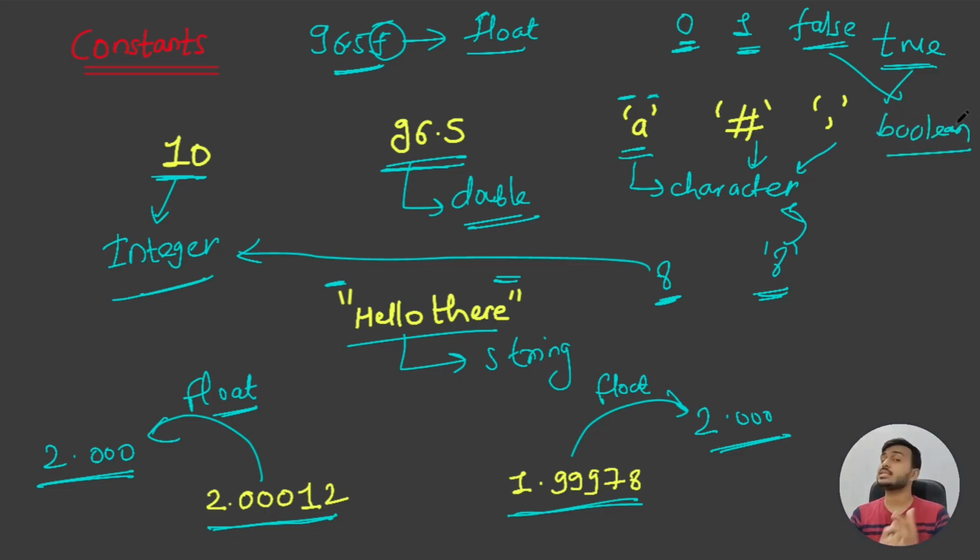So I hope this is clear to you now. False and true are Boolean constants. 10 is an integer constant. 96.5 is a double constant. 96.5f is a floating constant. Small a, hash, comma, enclosed in single quotes are character constants. Hello there, enclosed in double quotes, is a string constant.